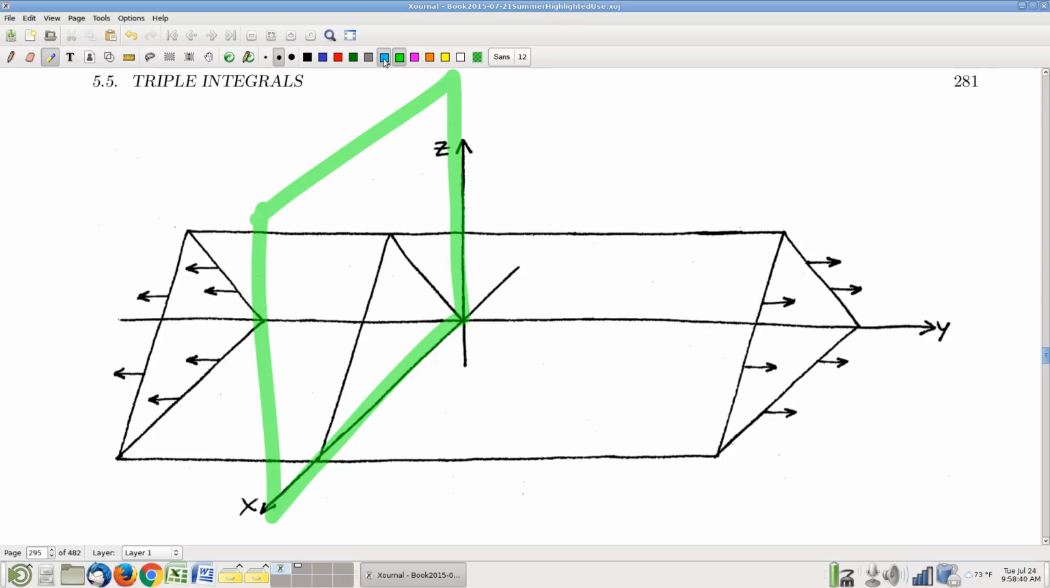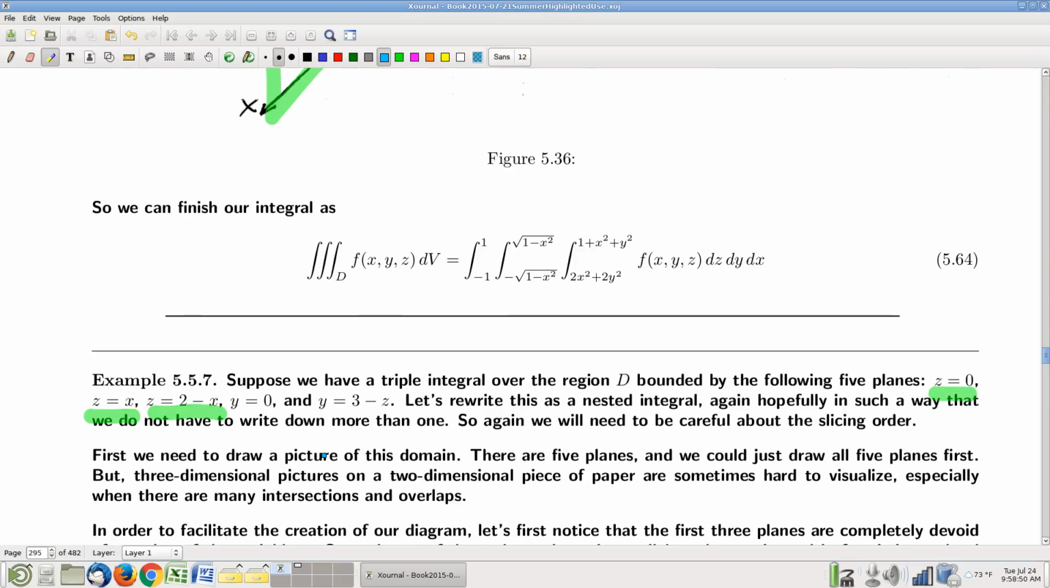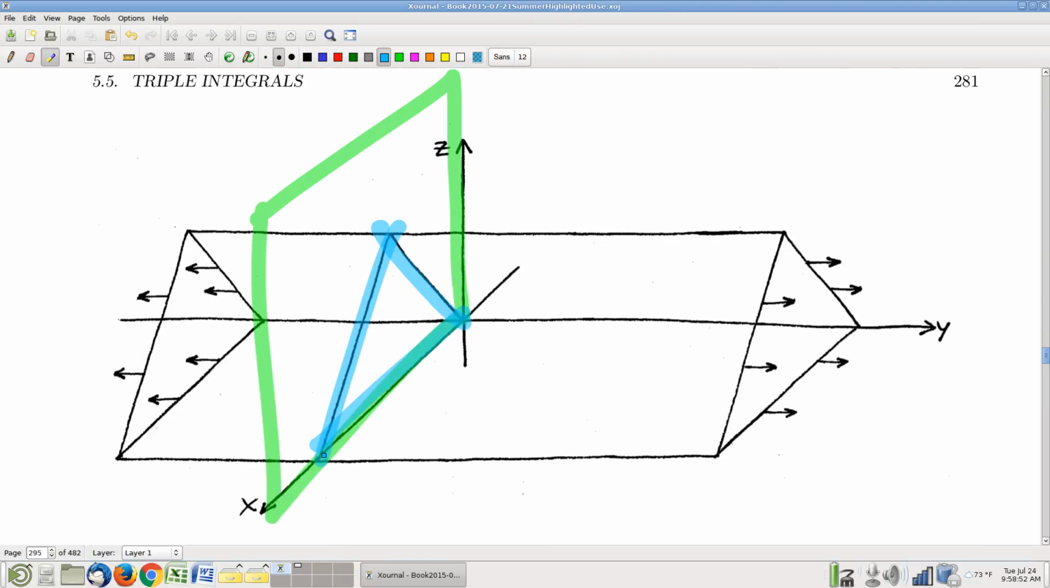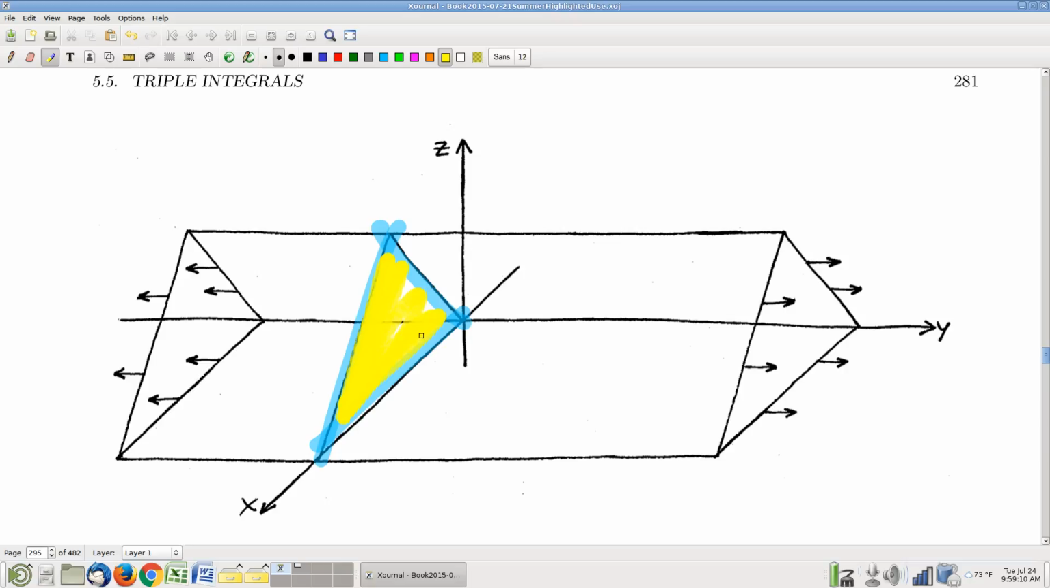Right? In the xz plane, there's what z equals 0 looks like. There's what z equals x looks like. There's what x plus z equals 2 looks like. Those 3 planes' intersection with the xz plane are easy. It makes a triangle. And since we know that these planes are parallel to the y-axis, we can deduce how they intersect by just dragging this triangle parallel to the y-axis. And so we get this big prism.